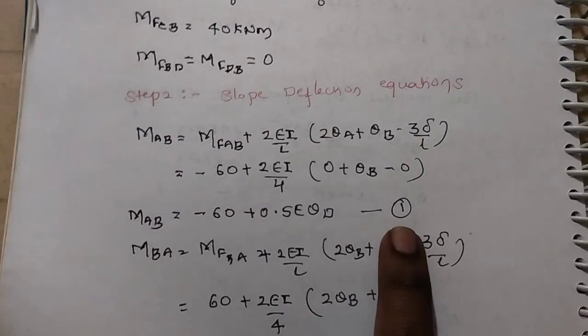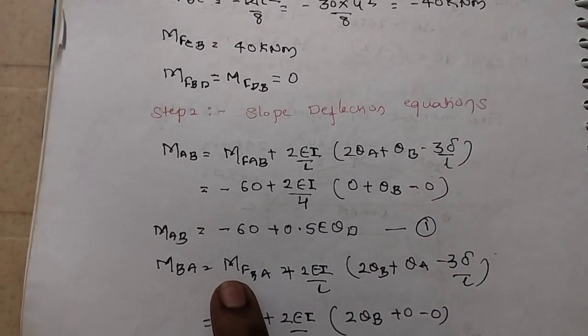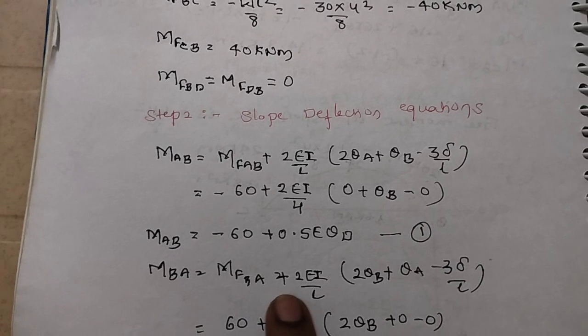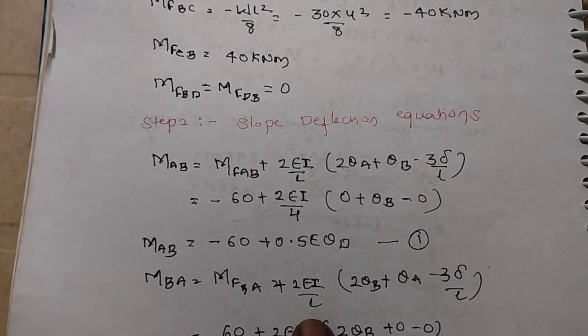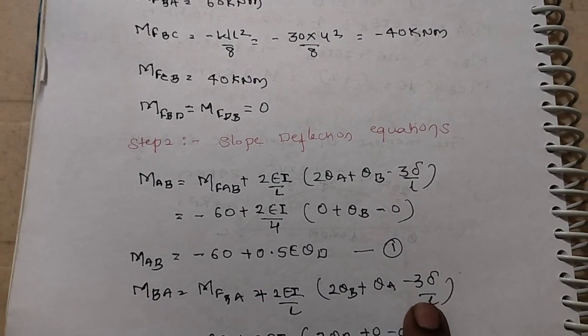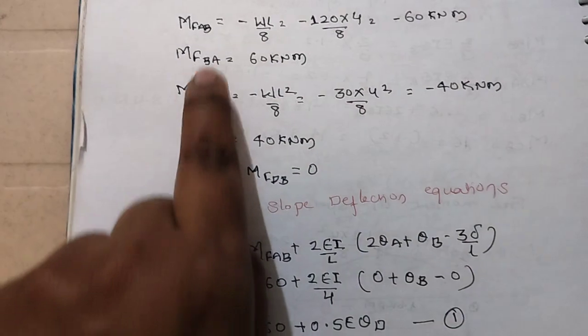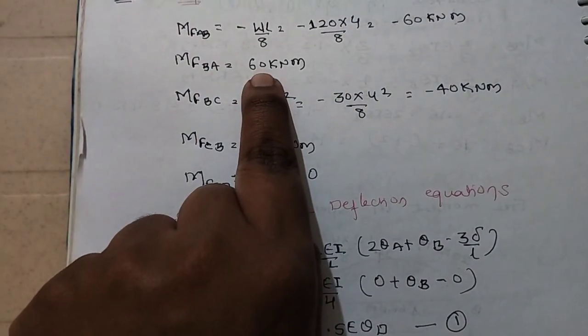Same thing, I will add equation number 2, MBA. So what is the formula for MBA? MFBA plus 2EI by L into the bracket of 2 theta B plus theta A minus 3 delta by L. This is the formula. Okay, so what is the value of MFBA? MFBA is plus 60 kilonewton.